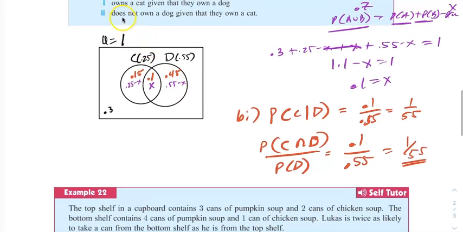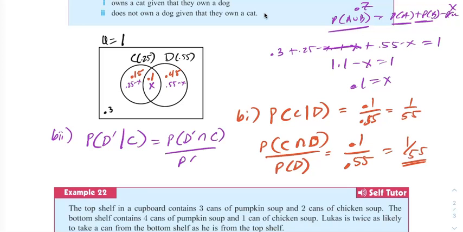Second one's a little tougher. Does not own a dog given that they own a cat. So B2, does not own a dog. So what that is, dog prime given that we know they own a cat. So using the formula, it's probability of not dog and cat over probability of cat. So the bottom part's easy. Probability of cat, 0.25. That arrow is the bad arrow. I was running out of space, so I went this way.